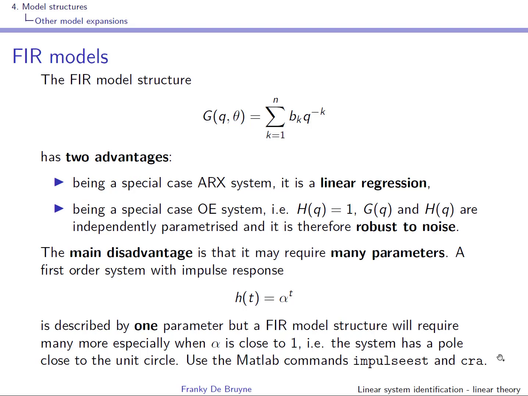So FIR models are identified either using an ARX structure with na equal to 0, an output error structure with nf equal to 0, but the easiest is to use the command impulseest, and we have used it in the air dryer example at the beginning of the course. I think that cra is correlation analysis. This is a somewhat obsolete command that is used in older versions of the System Identification Toolbox.